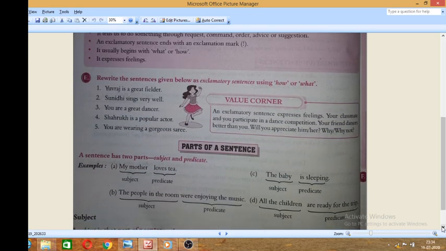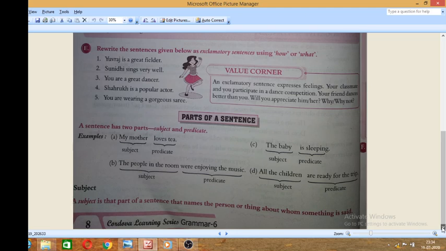Now come to the next part, that is, parts of a sentence. A sentence has two parts, subject and predicate. Subject part and predicate part. So what is a subject? A subject is that part of a sentence that names the person or thing about whom something is said.